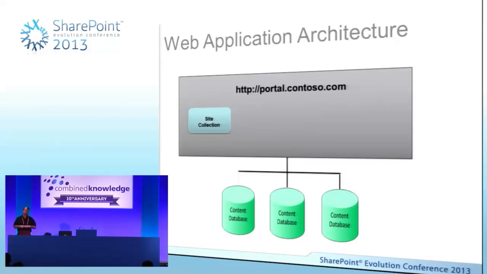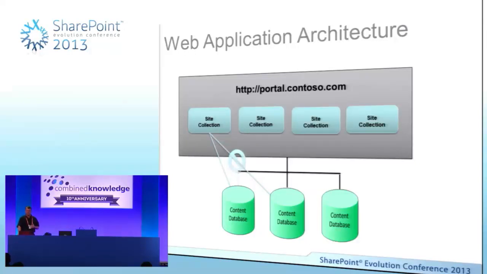Web Application Architecture, it's an empty bucket with at least one site collection. That site collection completely lives inside a single content database. That site collection cannot span content databases in any way, shape, or form. So if you have a 1 terabyte site collection, you have at least a 1 terabyte content database. However, a content database can host multiple site collections. Make sense?